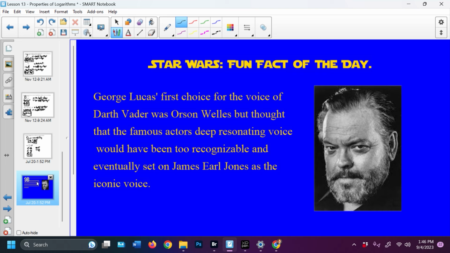Star Wars fun fact of the day. George Lucas's first choice for the voice of Darth Vader was Orson Welles. But he thought that the famous actor's deep, resonating voice would have been far too recognizable, and therefore he eventually settled on James Earl Jones as the iconic voice.